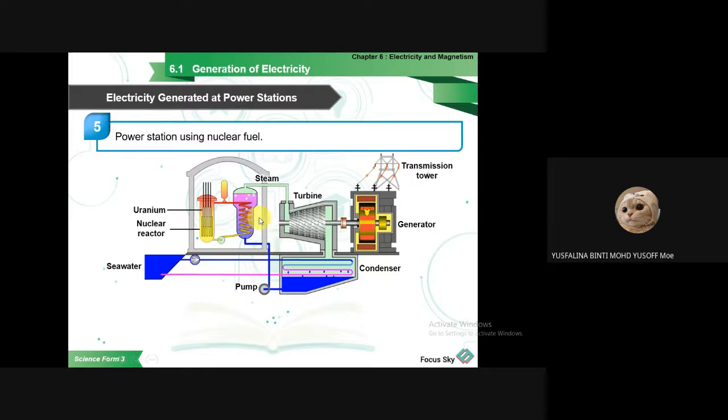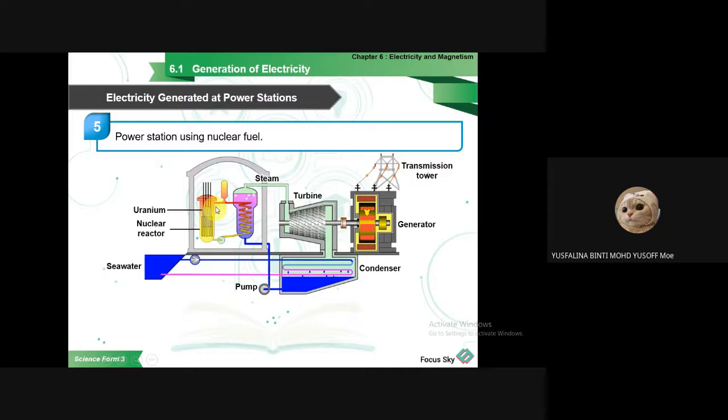The steam has very high pressure, so the turbine will rotate faster. When it rotates faster, it will rotate the generator faster too, so they can produce a very high current or voltage. Then after that, it is transferred to the transmission tower.